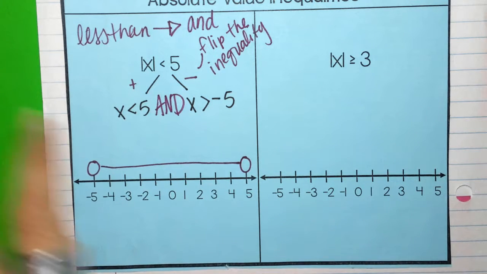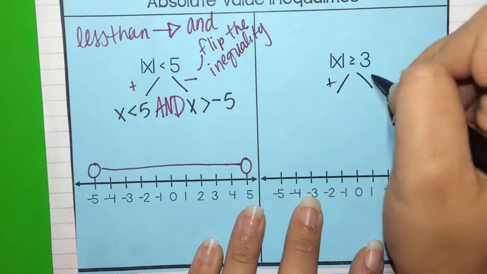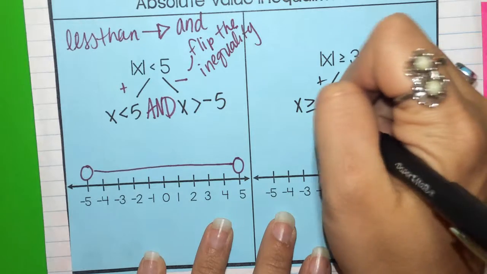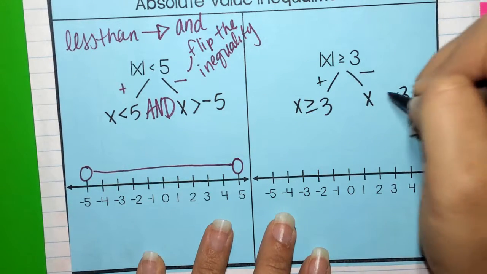How many answers should we have since it's absolute value? 2. A what and a what? A positive and a negative. So that means that we're going to have x is greater than or equal to 3. And what are we going to do to the sign on the negative side? Flip it.